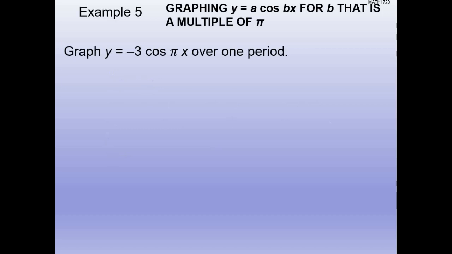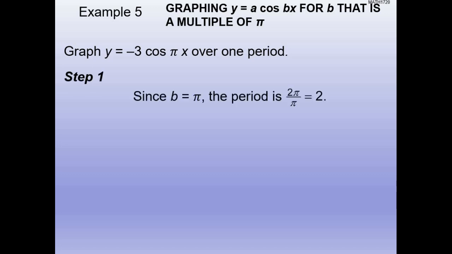Okay, let's do another example. We've got y equals negative 3 cosine pi x over 1 period. This time, what's your b going to be? Your b is pi. Okay, so that's going to change things up a little bit. The 3 is the amplitude, and then the negative, we're going to flip cosine, all right? So I know that it needs to start below the x-axis here. All right, so 2 pi over pi, so our period is just 2 in this case.